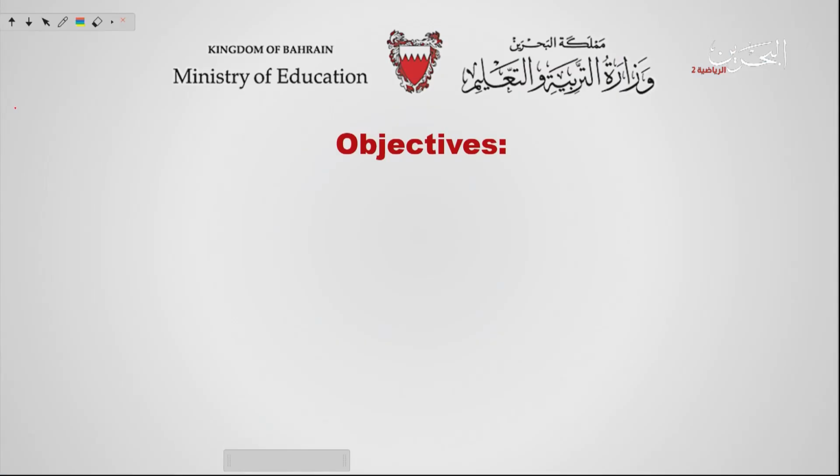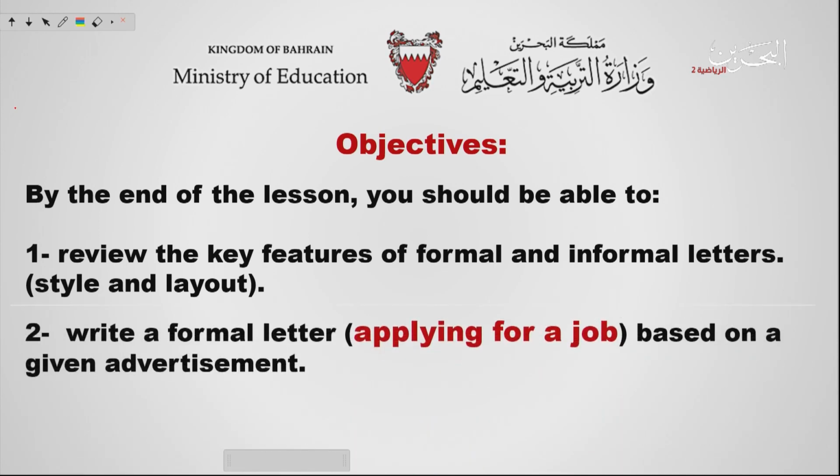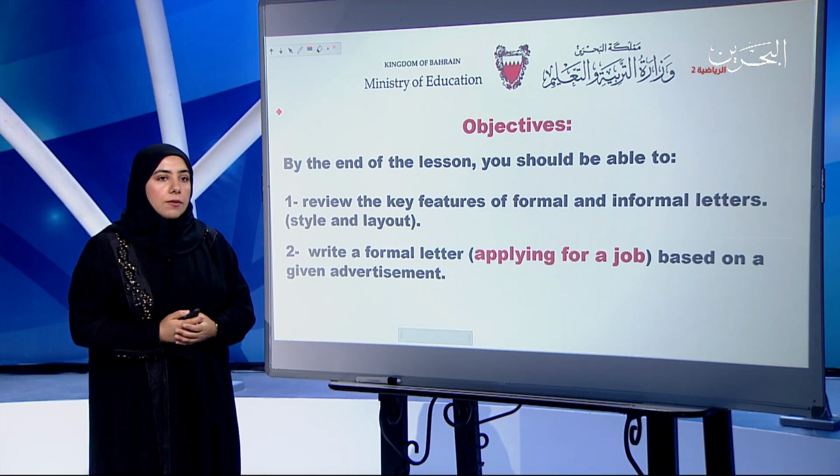The objectives of the lesson today: number 1, by the end of the lesson, you should be able to review the features of formal and informal letters, I mean style and layout. We'll write together a formal letter applying for a job based on a given advertisement.